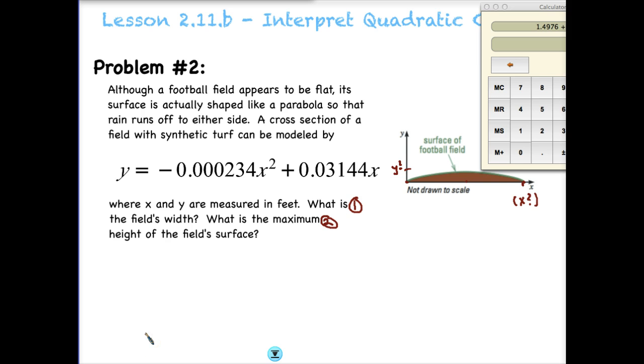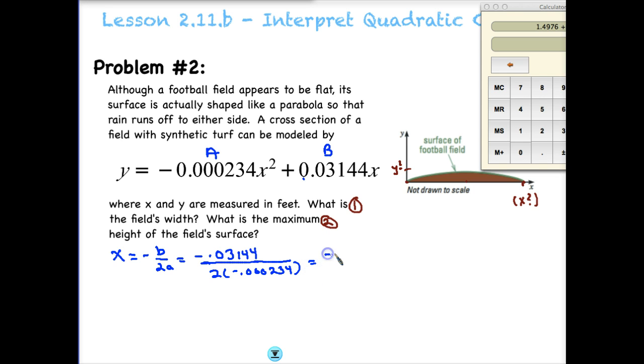First things first, let's figure out our equation for our line of axis of symmetry. So we know again that it's going to be x is equal to negative b over 2a. And here is our b, right here. So we have negative 0.03144 all over 2 times our a. And here is our a value in front of the x squared. So that's a negative 0.000234.